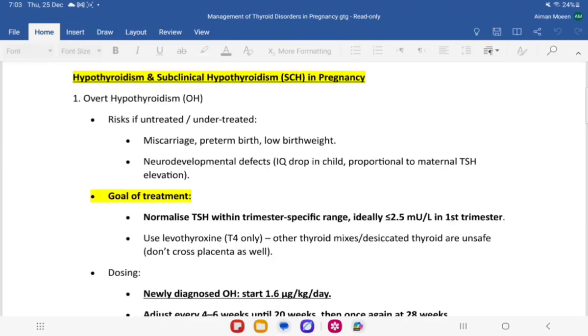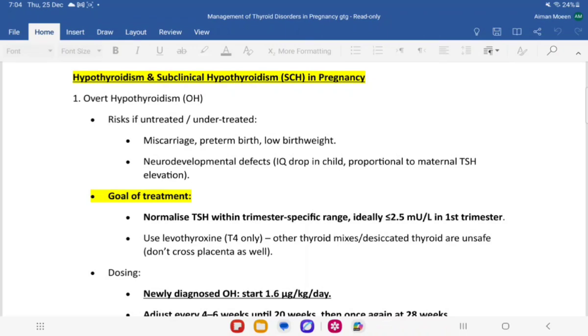Now we will be discussing hypothyroidism and subclinical hypothyroidism in pregnancy. Overt hypothyroidism, we have discussed that there is a reduced free T4 and a high TSH. If this is untreated, this should be on your fingertips, it can lead to miscarriage, preterm birth and low birth weight. Neurodevelopmental defects can occur in the children, that is the IQ drop, and this is proportional to the maternal TSH elevation. Okay, the higher the TSH, the more severe the hypothyroidism, and it affects the IQ of the child.